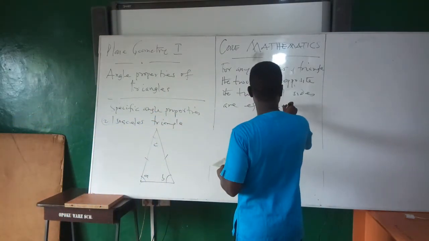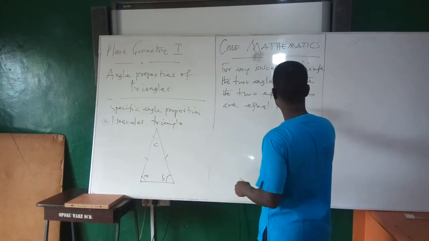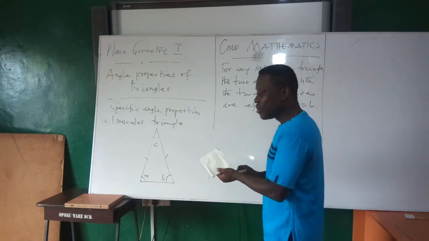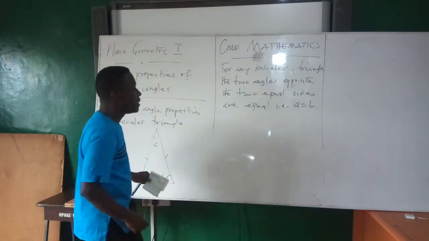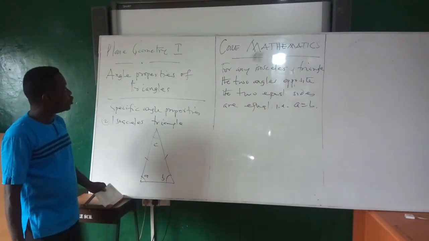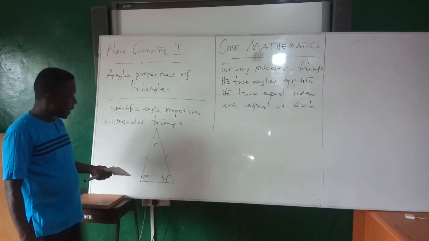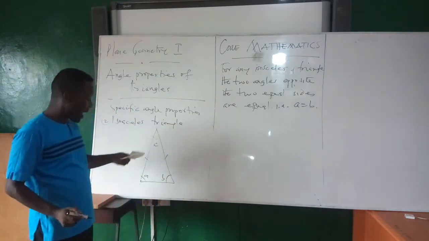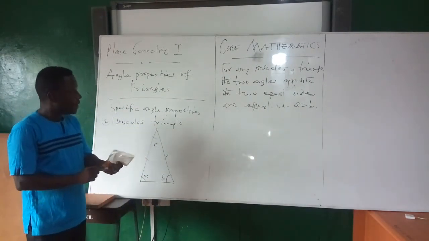So we'll say that A is equal to B. Very, very important. Please take note of this property. It's a very important property when it comes to geometry and the isosceles triangle. Most of the time, you are going to find a lot of questions around this particular property.